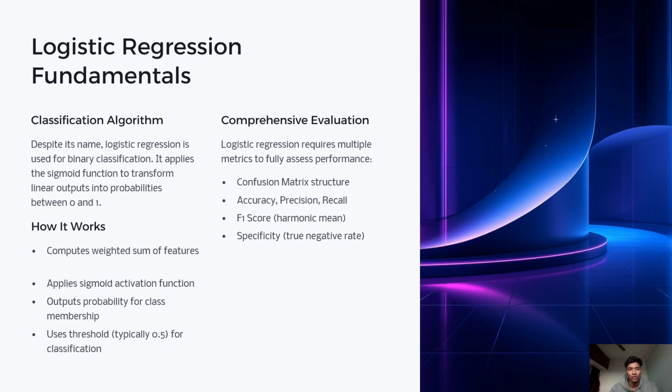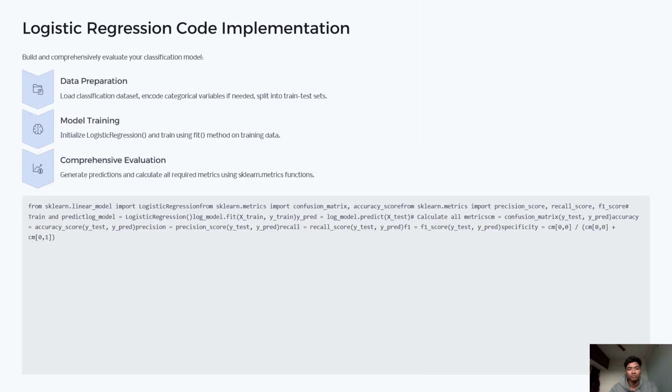Now let's talk about the code implementation. The implementation steps are similar to linear regression. Load and prepare data, initialize logistic regression, train the model using the fit function, predict classes using predict, compute all metrics: accuracy, precision, recall, F1 and specificity, and generate a confusion matrix for deeper analysis. This gives a complete evaluation of the model's performance.